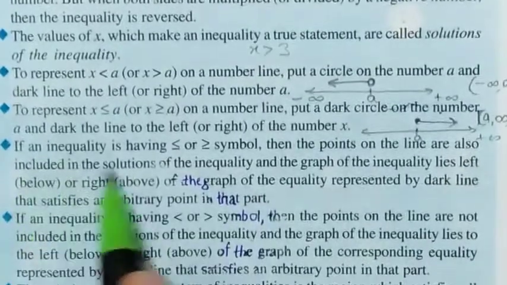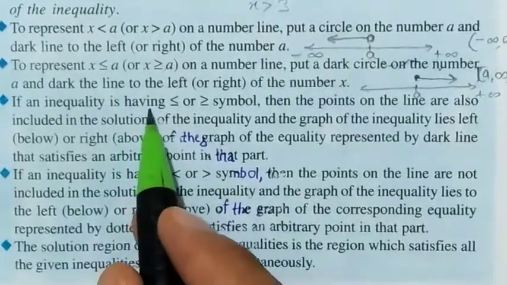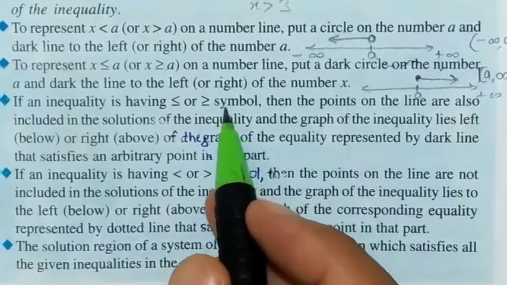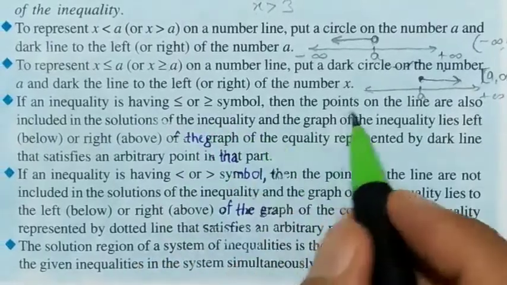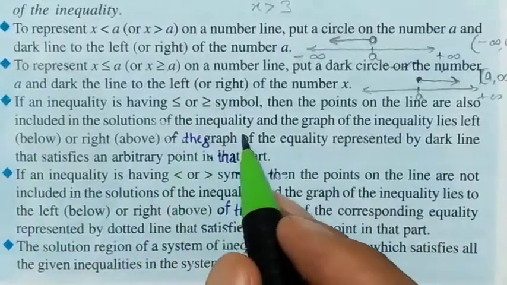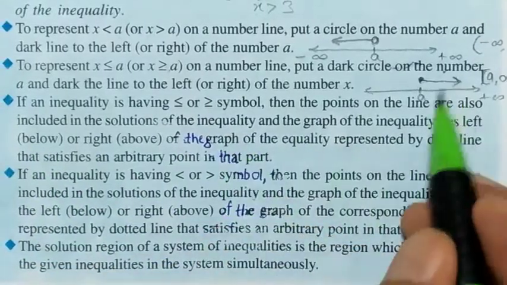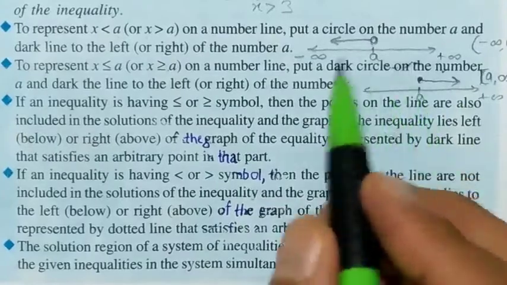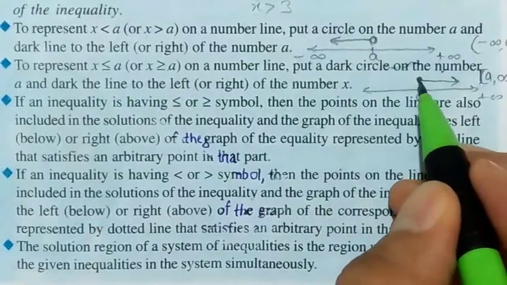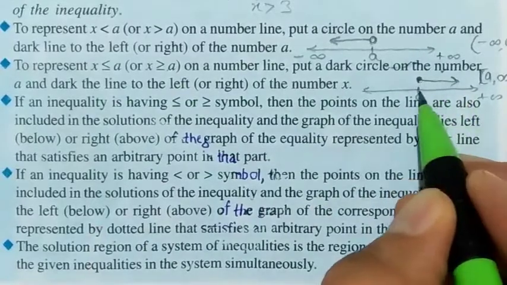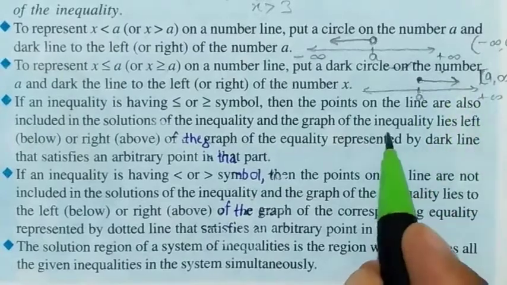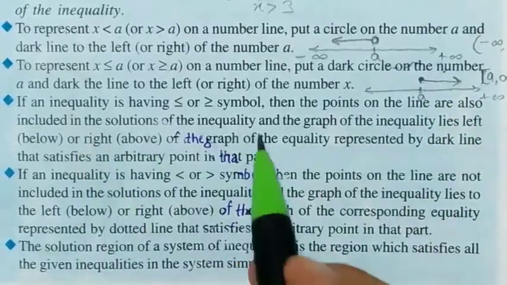Next point, if an inequality has a less than or equal to or greater than or equal to symbol, then the points on the lines are also included in the solution of the inequality. Meaning all points on the line, including this point, are included in the solution of the inequality.